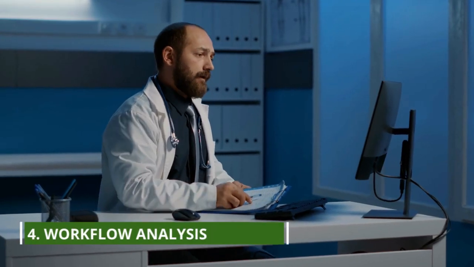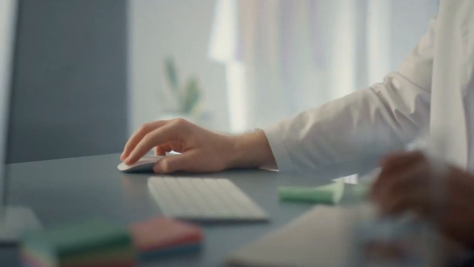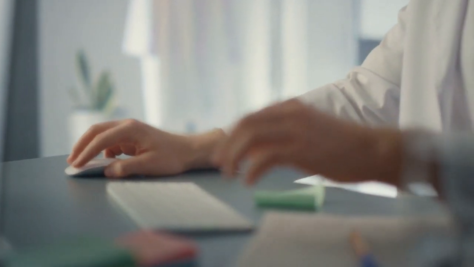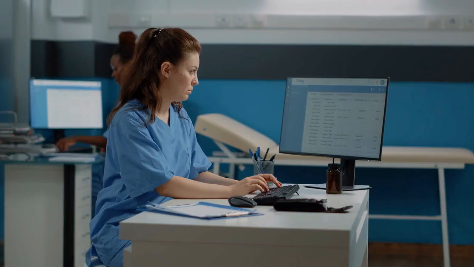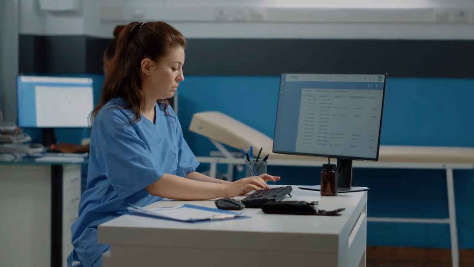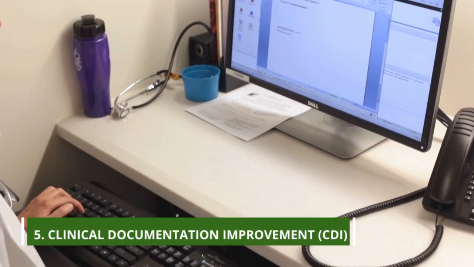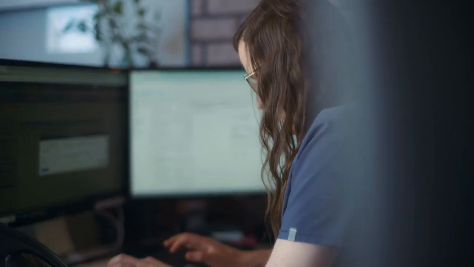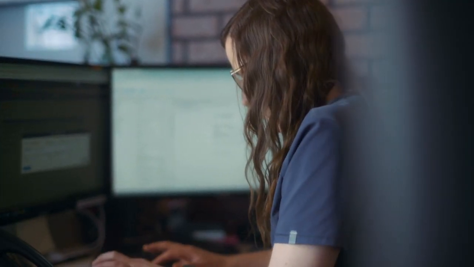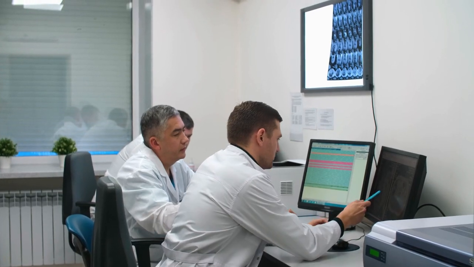Number 4. Workflow analysis. Analyze HIM workflows to identify bottlenecks, inefficiencies, and opportunities for automation. Use data analytics to streamline processes. Number 5. Clinical documentation improvement, CDI. Leverage data analytics to identify gaps in clinical documentation, leading to improved coding accuracy and reimbursement.